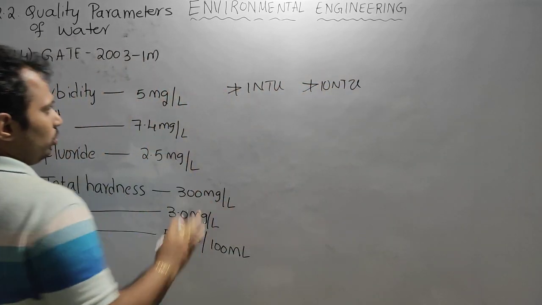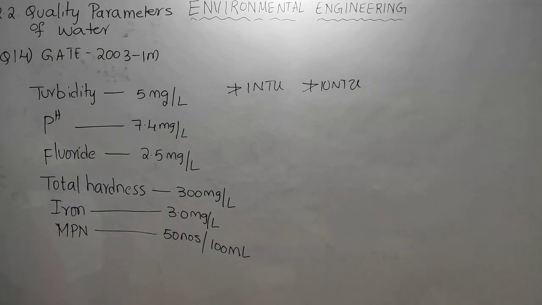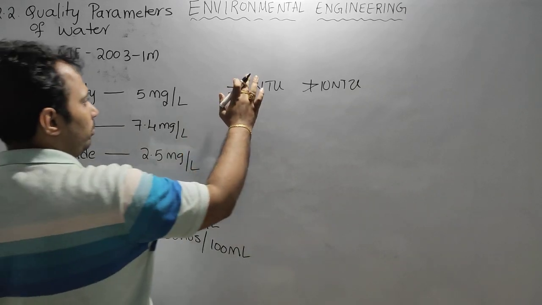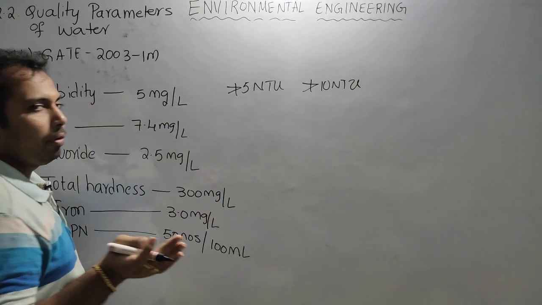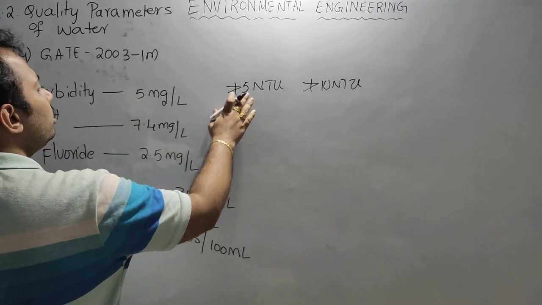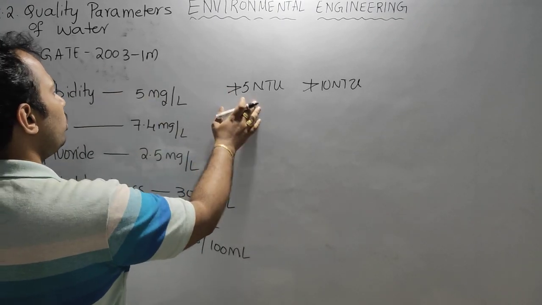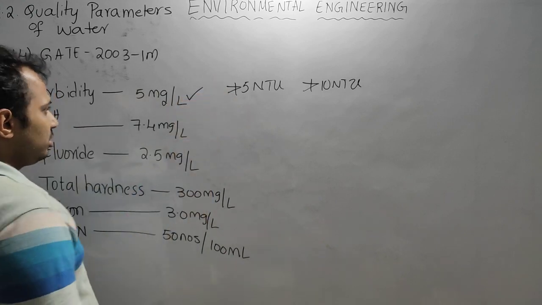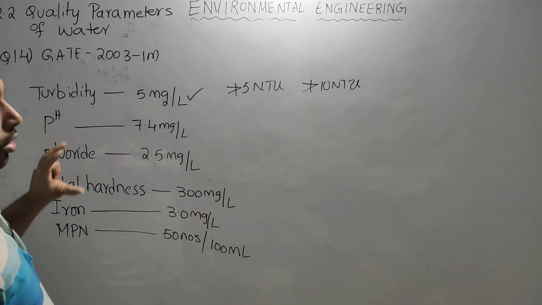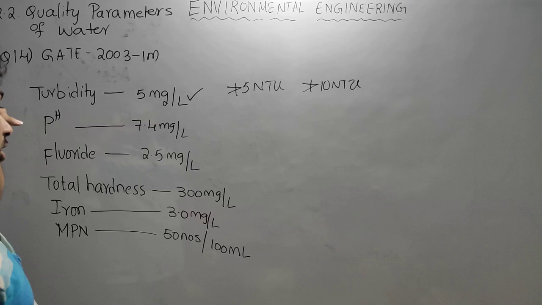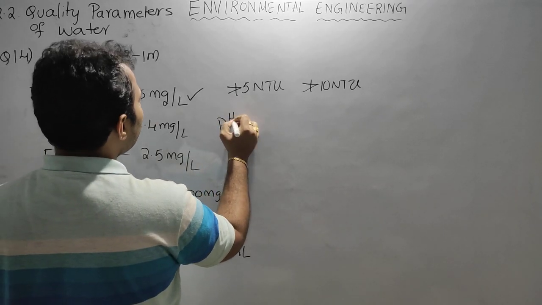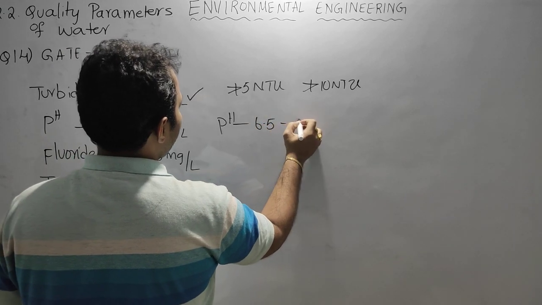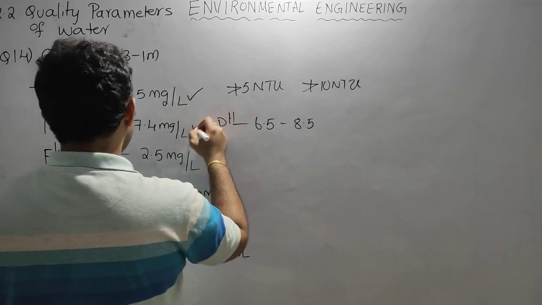So okay, it is actually a 2003 question. In 2003 the limit was 5. In 2012 it was revised. So for 2003 this is okay. It has passed. For the 2003 kind of analysis it is passed. The pH range was 6.5 to 8.5. Okay, it is also passed.